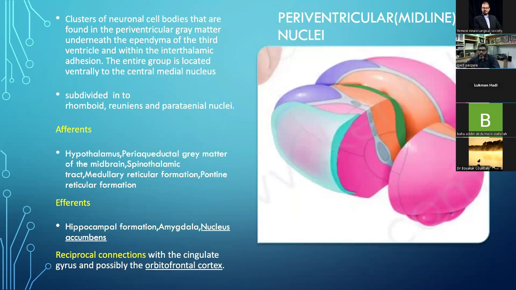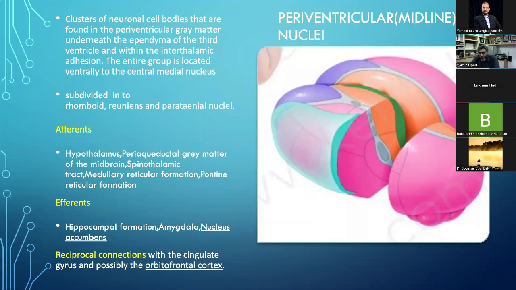And the periventricular midline nuclei, as I told you, there will be some clusters of neuronal cell bodies in the subependymal gray matter adjacent to the thalamus. And this has the rhomboid nucleus, reuniens, and the paraventricular nuclei.